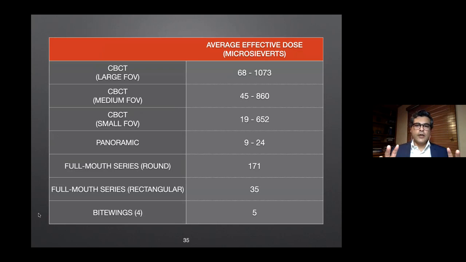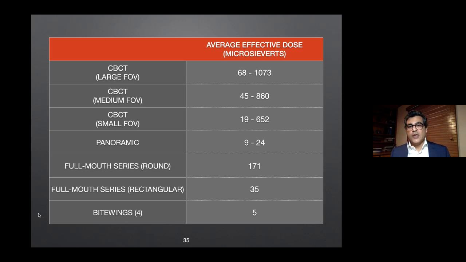So what is the average effective dose from these different imaging modalities, these different diagnostic imaging exams, in microsieverts? Large FOV CBCT, anywhere from 68 to 1,073 microsievert from one scan, medium 45 to 860, small 19 to 652. So these doses have a very wide range. Panoramic is 9 to 24, a full mouth series with round collimation is 171.